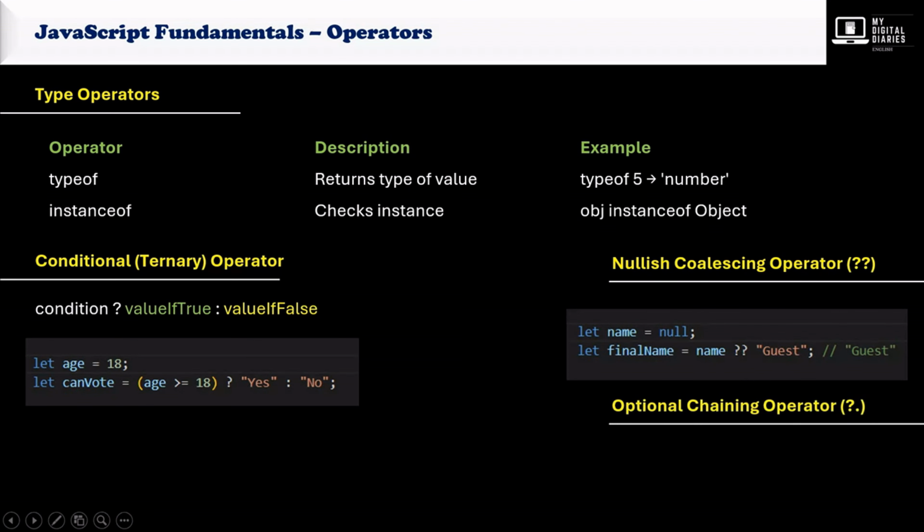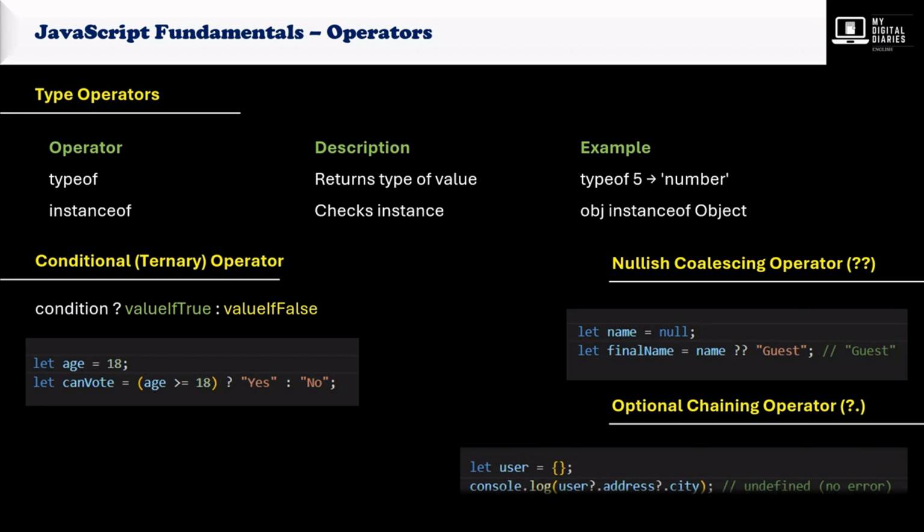Then we have the optional chaining operator. This is also very important and you will be using it. It is very helpful when working with nested objects when some properties may not exist. If you try to access a property which does not exist, it might throw an error. So in that case it is very useful.